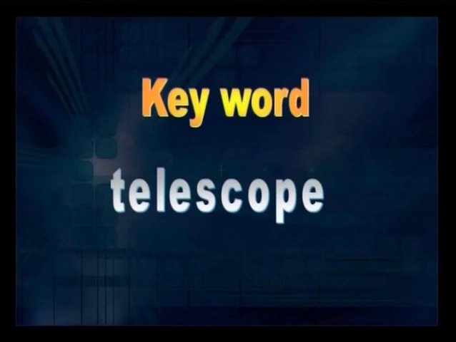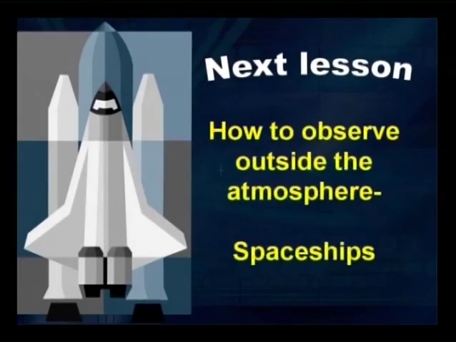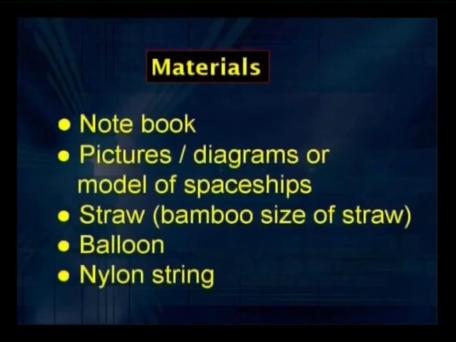Our next lesson is how to observe the Earth and outside the atmosphere, and we are looking at spaceships. So if you have any pictures or diagrams of spaceships, you may collect them. These are the materials we need for our lesson. Material number 1, your notebook, since you will be viewing a video. You will also need pictures or diagrams. Teachers, please provide this also for the class.